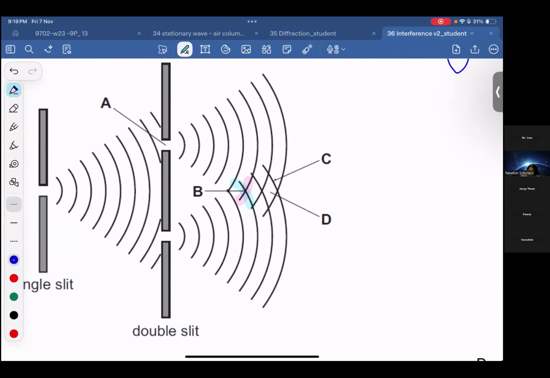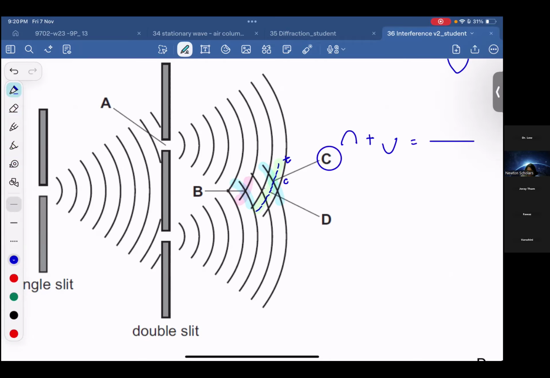Crest meets with crest. Okay, how about C? C here is a trough meeting a crest. This is one of the waves here, so this one is the trough. Solid line, dotted line. So it's one crest meeting one trough. This is crest meeting trough, so you get destructive. The answer should be C.